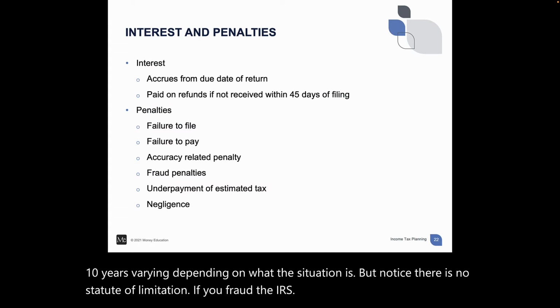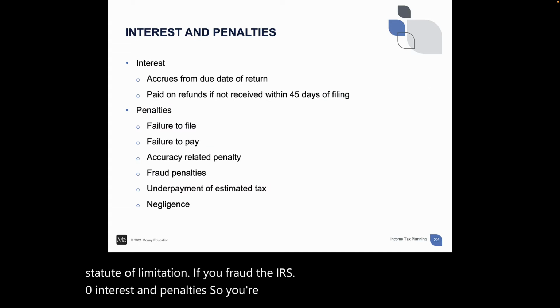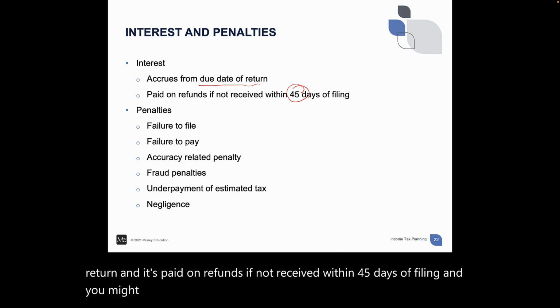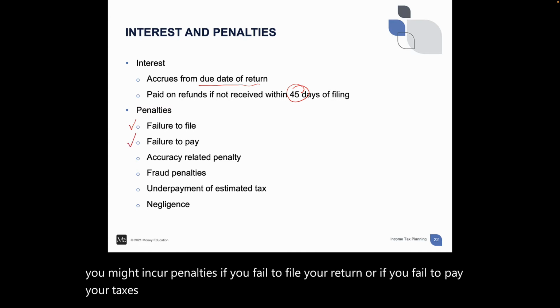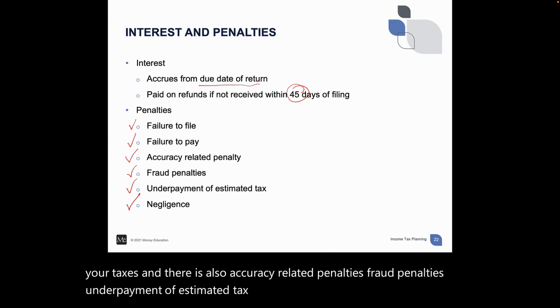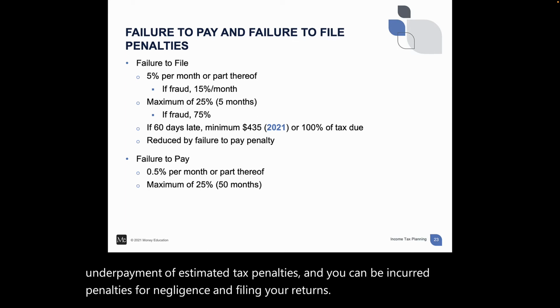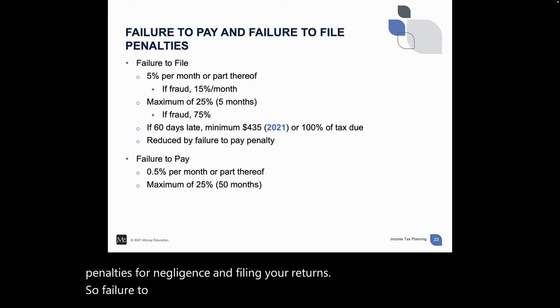So interest and penalties. Your interest accrues from the due date of the return, and it's paid on refunds if not received within 45 days of filing. And you might incur penalties if you fail to file your return or if you fail to pay your taxes. And there are also accuracy-related penalties, fraud penalties, underpayment of estimated tax penalties, and you can incur penalties for negligence in filing your returns.